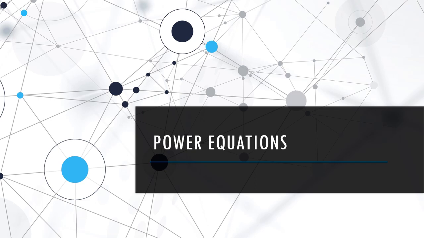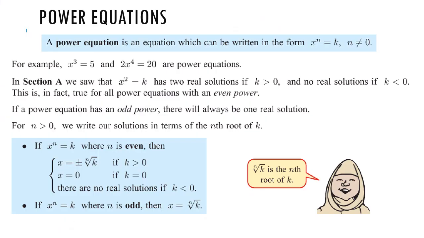Power equations. A power equation is an equation which can be written in the form x to the n equals k. That n can equal 0, because if you had 1 to the 0 power, you would just get 1. If you had 2 to the 0 power, you would just have 1. 3 to the 0 power, you'd have 1, and so on. That's why n can't be 1. For example, if we have x to the third equals 5 or 2x to the fourth equals 20, those are power equations.